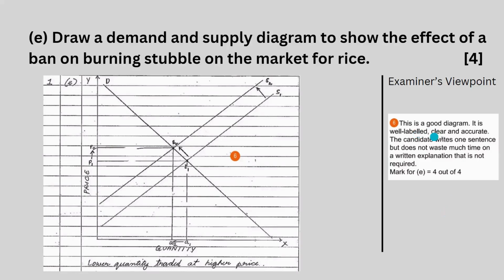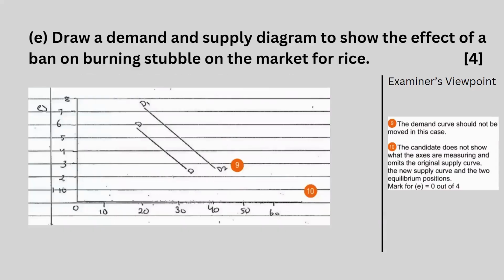It is well labeled, it's clear, it's accurate, and the candidate has not written much except this line, lower quantity traded at higher price. Other than that, there's no explanation given, and it's good because in this question, just a drawing of the diagram was required and no explanation was required. Because of that, no time was wasted, and there's just one phrase written which complements the diagram. Because of that, the candidate has got 4 out of 4.